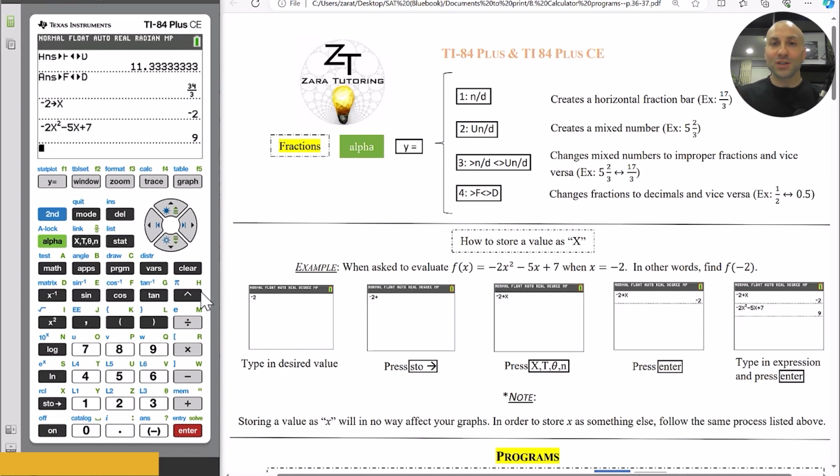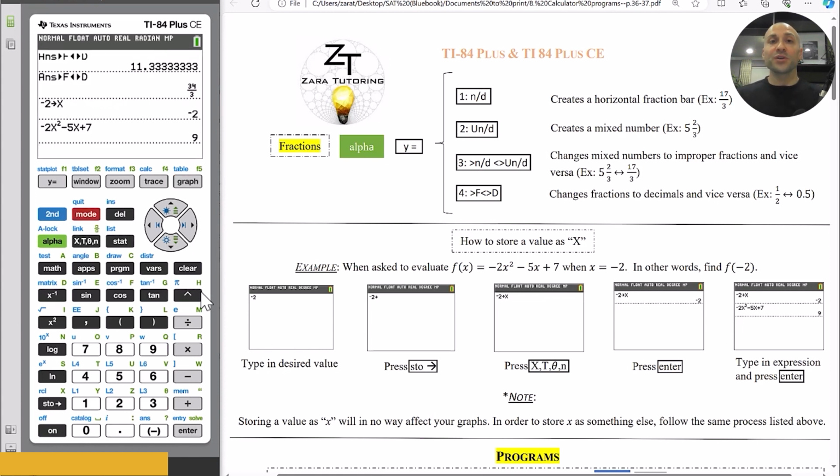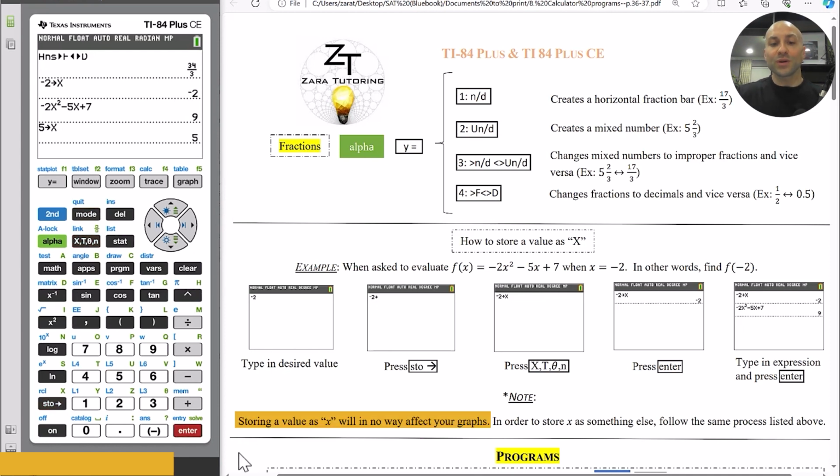Now the common question I get all the time is, how do I make it go back? Well, there is no back. x was never something to begin with. If, for example, you go to y equals and you type in whatever function, it's still going to graph it accordingly. It's not going to be messed up because it thinks x is -2. So the only time you would need to change it is when you're utilizing it in this specific scenario. In the home screen, you would just change it to something else. For example, 5 store x, and then enter, and then now it's 5. In other words, storing the value as x will in no way affect your graphs.